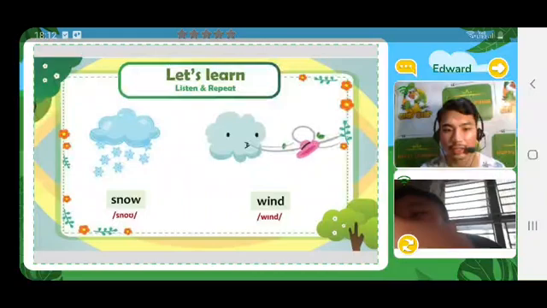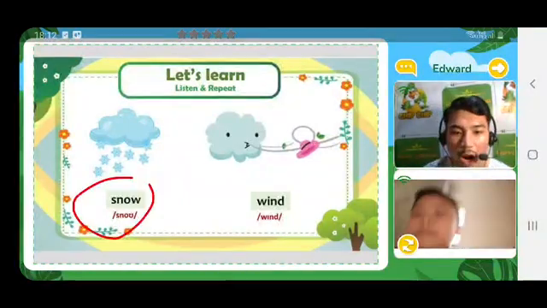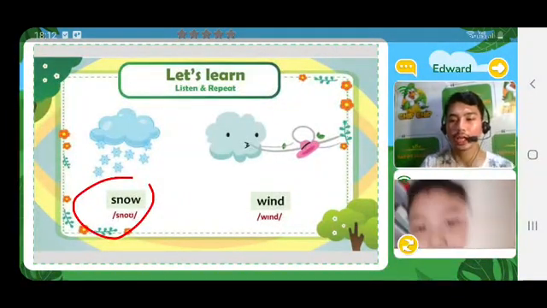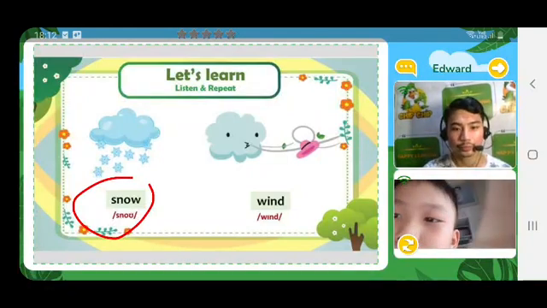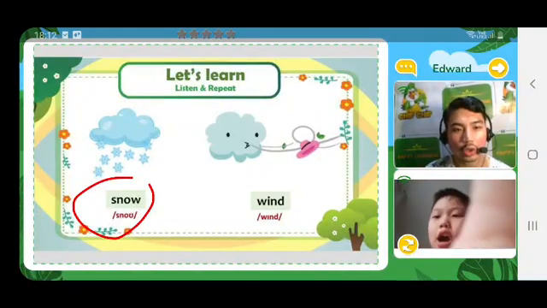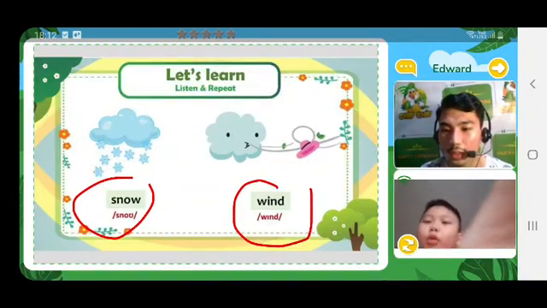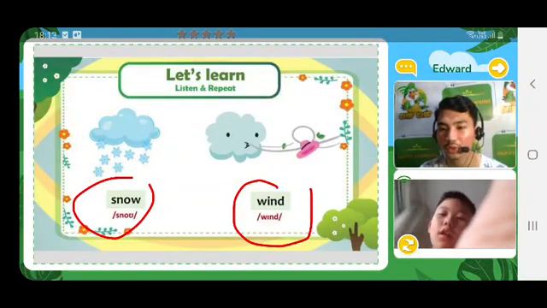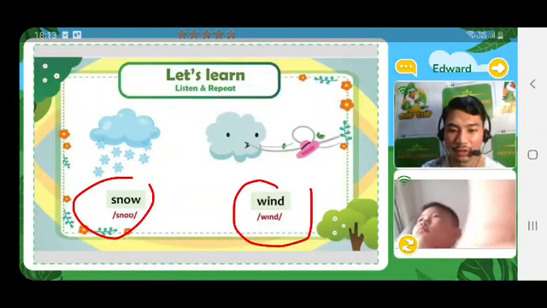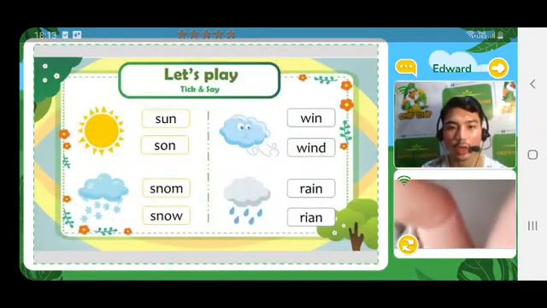It's the sun. Very good. How about this one? Rain. Very good. We have here the rain. How about here? Snow. Okay, snow. And this one, wind. Okay, very good. We have here the wind. How about the next one?